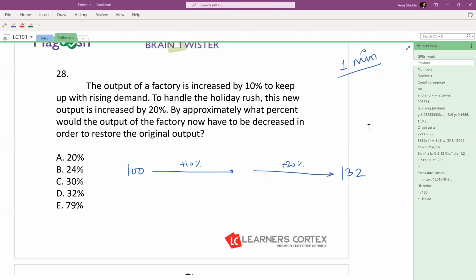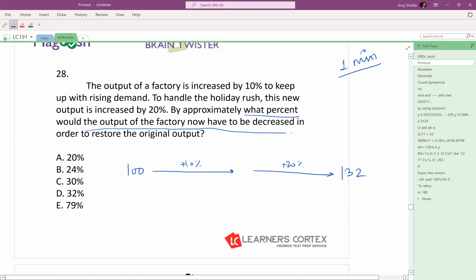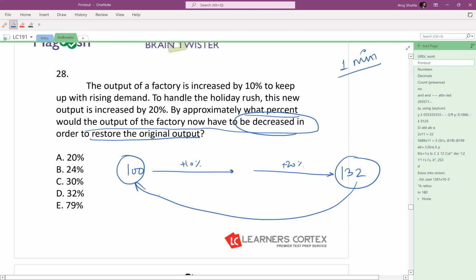It is increased. Now they're not asking how much it increased. They're asking by what percentage would the output of the factory now have to be decreased in order to restore the original output. This is the increased output and this is the original output. Means this 132 has to become 100. How much reduction do you need to do? From 132 to 100, how much reduction needs to be done?